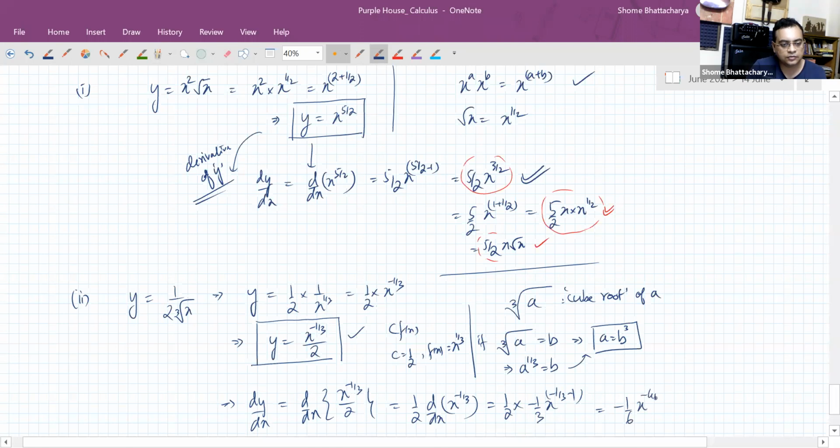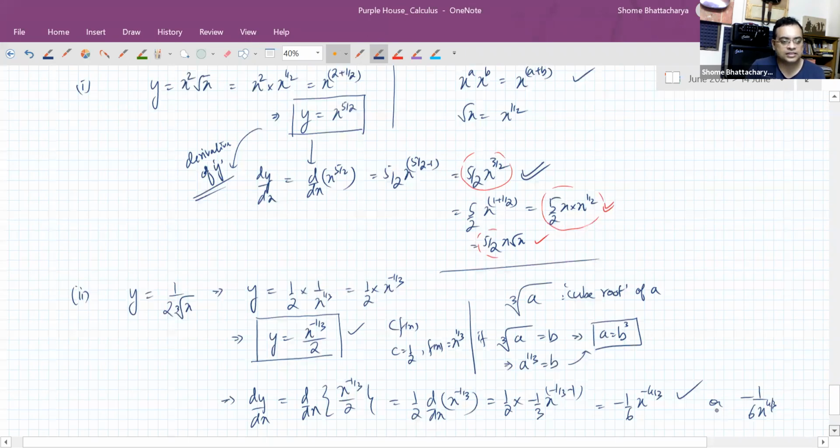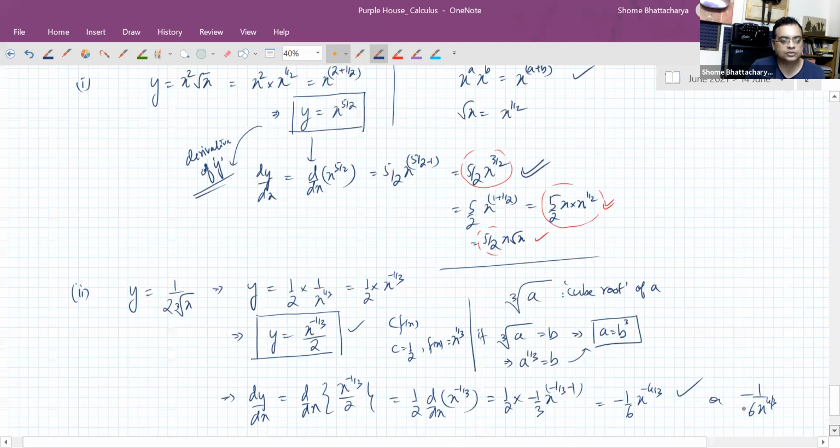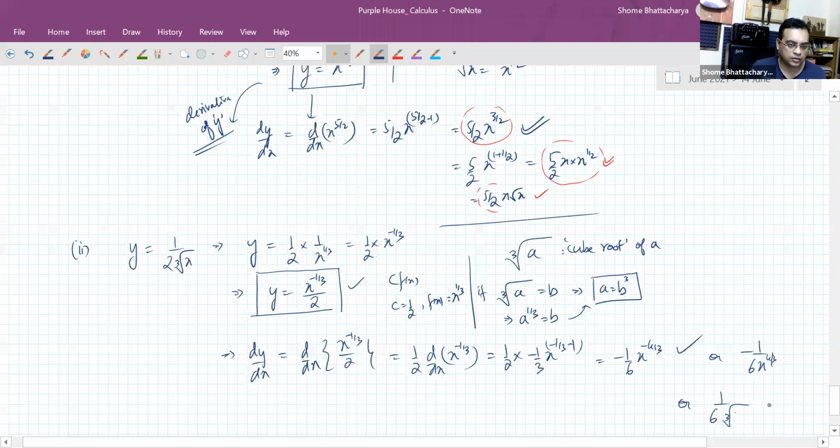And so again, this is the answer, but we can also express it as, bring this to the denominator, and we can also express this as 1 by 6 cube root of x to the power 4. So many different ways in which we can express it. Or we can also express it as 1 by 6 x into cube root of x, because x to the power 4 by 3 can also be written as this.